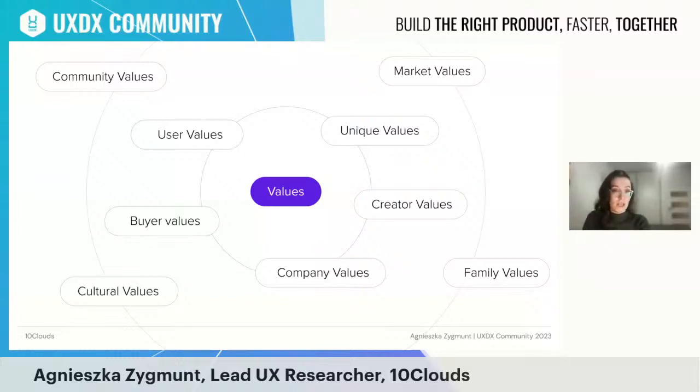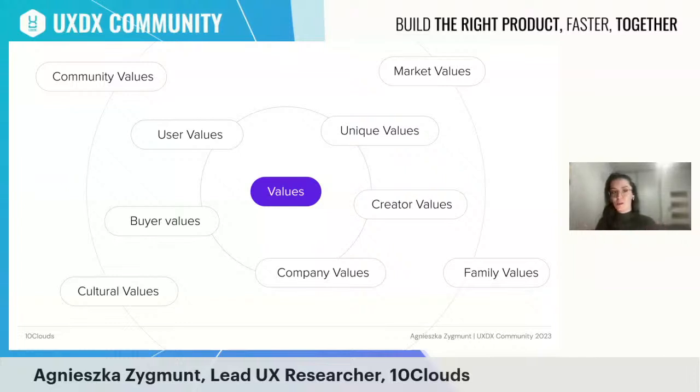We can have unique value, like from the unique value proposition canvas, when we are looking for something unique to attract users, to be better than competitors. And we also have creator values or company values that we are working for, because as a creator, as a designer, as a person who's working on creating something, we also have an impact on the product. Of course, we have all other different types of values that also have impact on the product, like market values, community values, cultural values, and even family values.